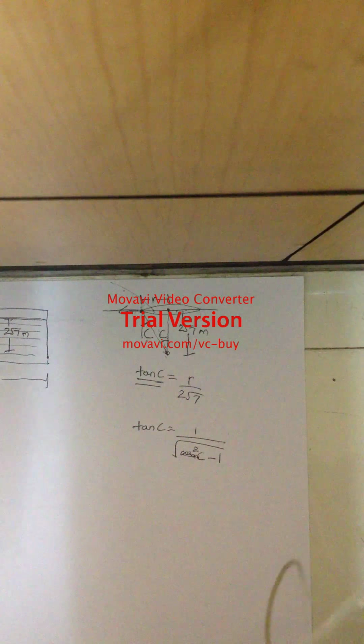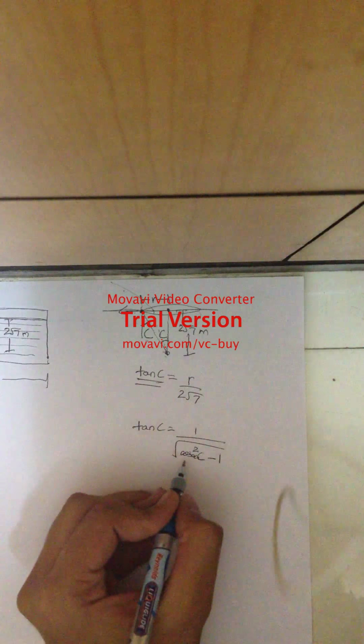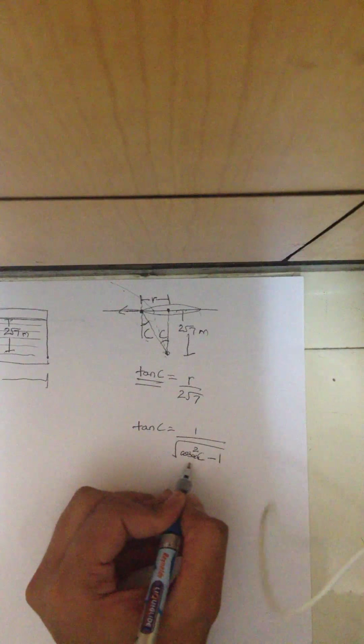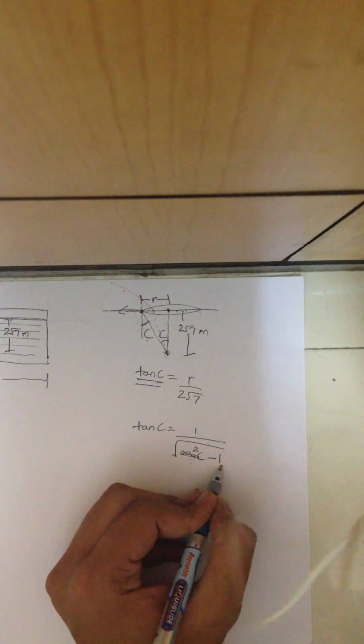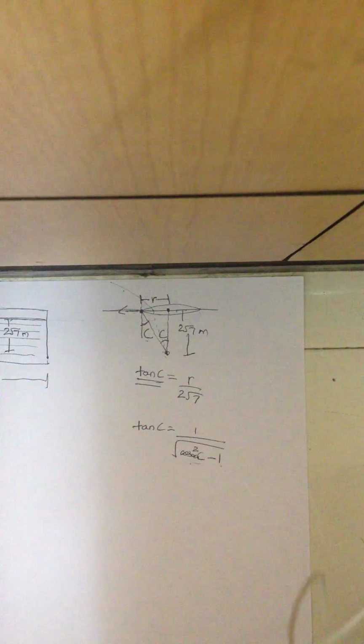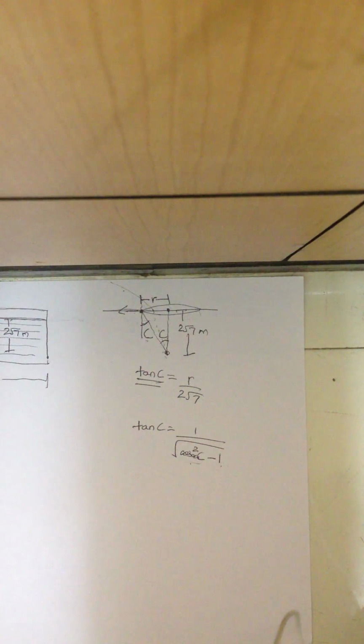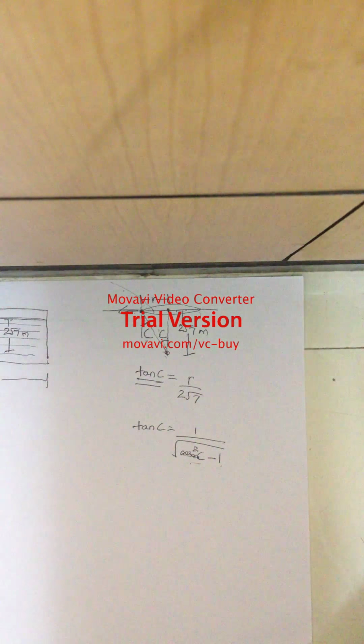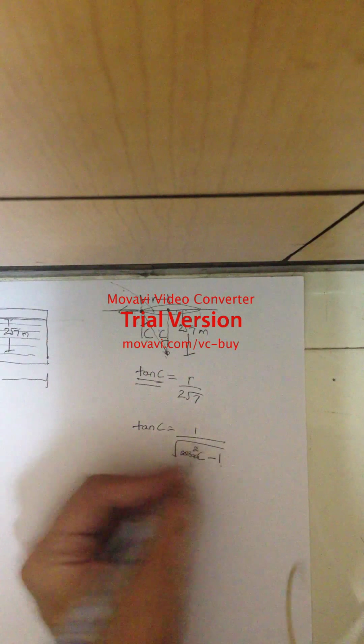Okay, one might be wondering how you derive this formula. In case you remember trigonometric identities, root of cosec squared minus 1 is equal to cot squared. So the term below is cot squared, and the root of that will be cot c. So 1 by cot c is obviously tan c, right? So I could write it in this form.